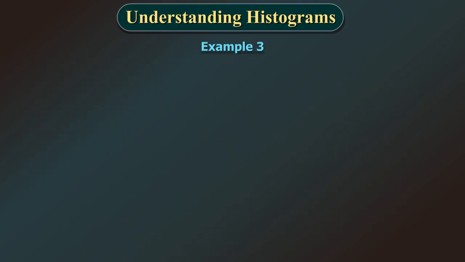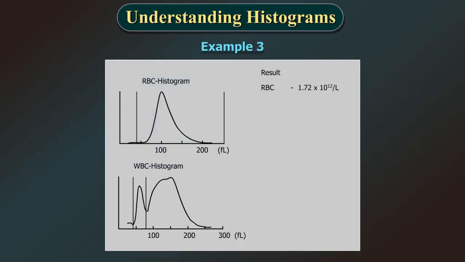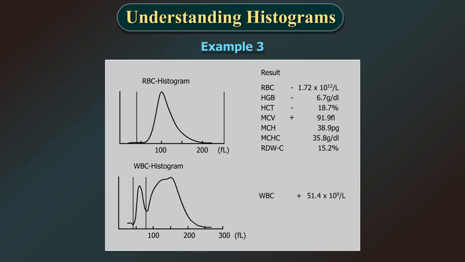Let us look at example 3. The RBC count is 1.72 into 10 to the power 12 per liter. Hemoglobin is 6.7 grams per deciliter. Hematocrit is 18.7%. MCV is 91.9 FL. MCH is 38.9 pg. MCHC is 35.8 grams per deciliter. RDWC is 15.2%. As you can see, the WBC count is 51.4 into 10 to the power of 9 per liter and the lymphocyte percent is 12.4 grams per deciliter. The mixed cell population is T2 and neutrophils is also T2.